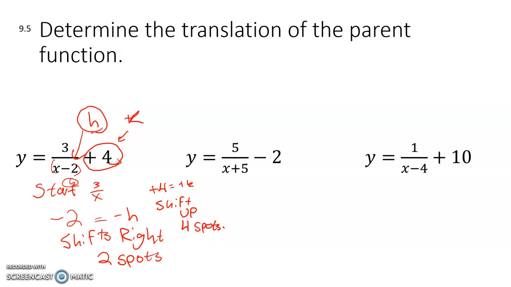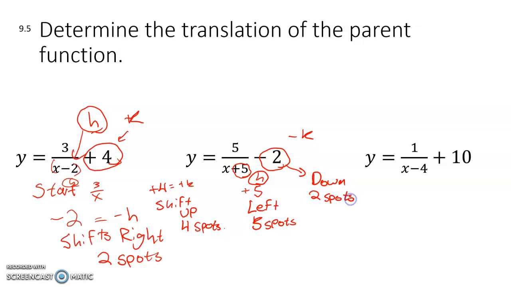Okay? Same thing with this one right here. So we've got x plus 5 on the bottom and negative 2 on the outside there. You have the plus 5. Remember, on x plus 5, that's our h value. That shifts it left 5 spots. And then this negative 2, that's our negative k value. Again, that's going down. Negative on the outside, that's going to go down 2 spots.